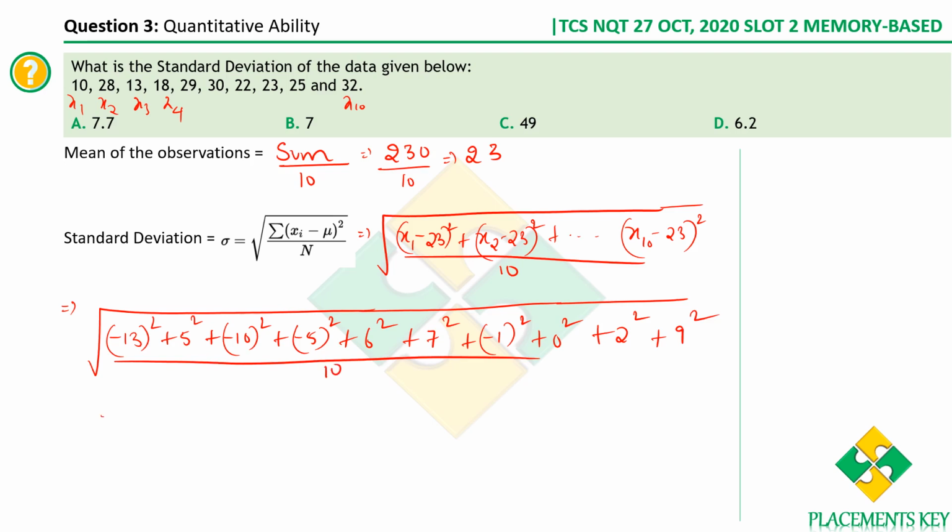Okay, so I've computed this value, we get it as 490. So effectively we get square root of 490 divided by 10, which is square root of 49. So therefore you get the value of standard deviation as 7, which is option B.